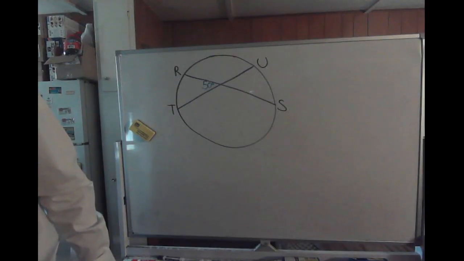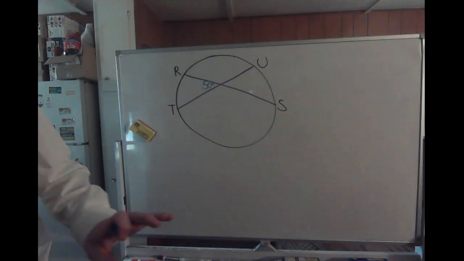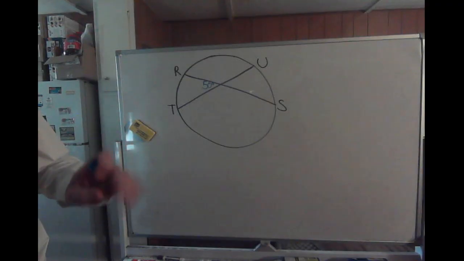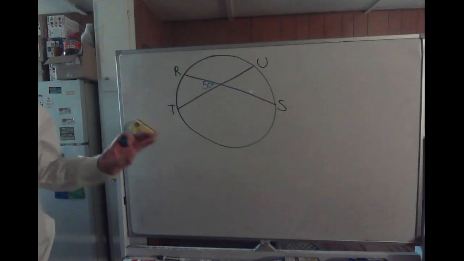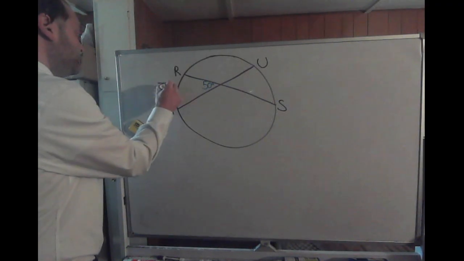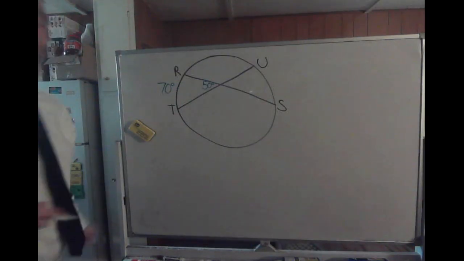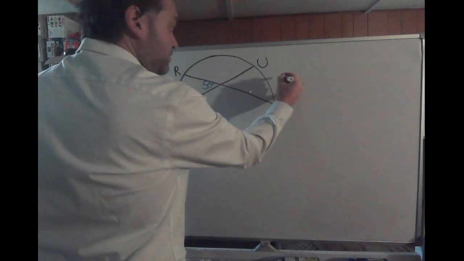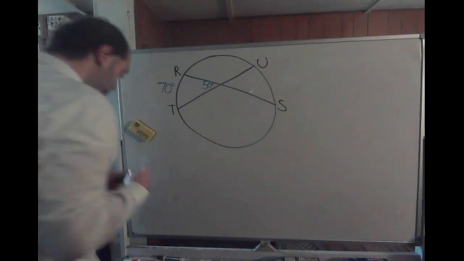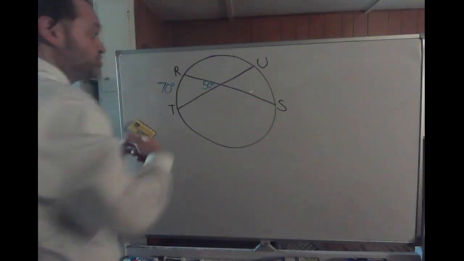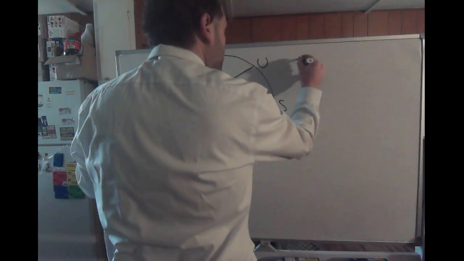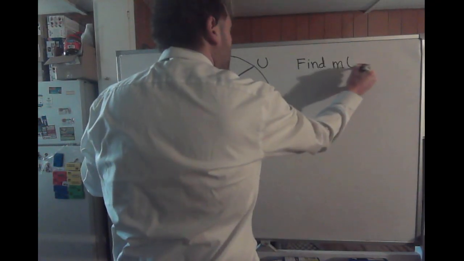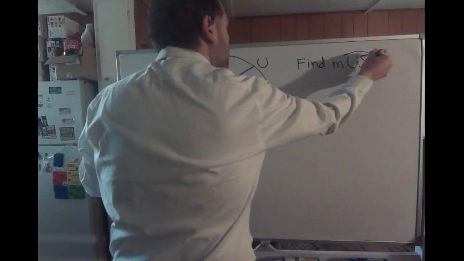We even have that TS. I'm sorry, I was looking at the wrong one. Measure of angle 1 is 50. RT has a measure of 70 degrees. We need to find the measure of US. So, let me write down what our objective is for this one. Find the measure of arc US. There we go.